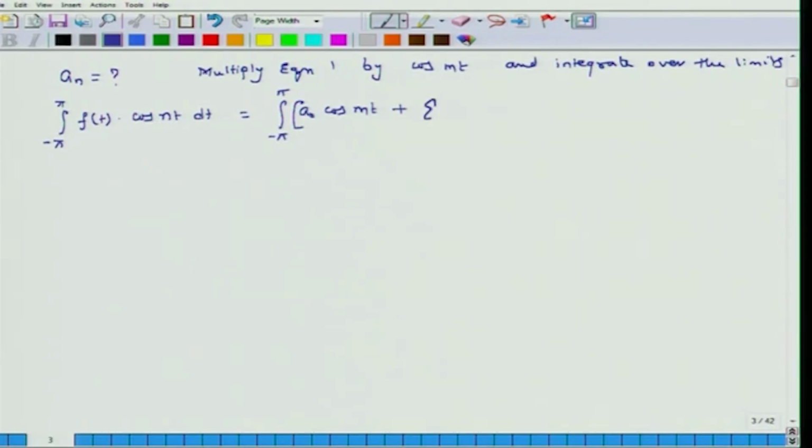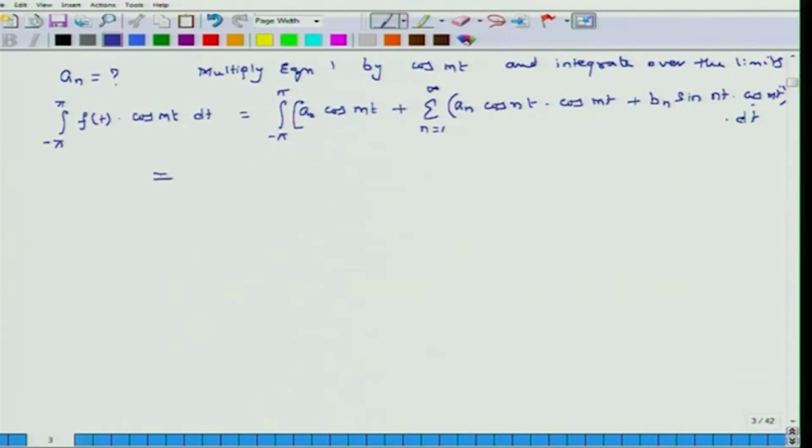plus the summation of n equal 1 to infinity of an cosine of nt times cosine of mt plus bn sin nt times cos of mt, and then I multiplied this whole thing by dt and I integrated. Yes, this is cosine mt, and you're right, this is cosine of mt.